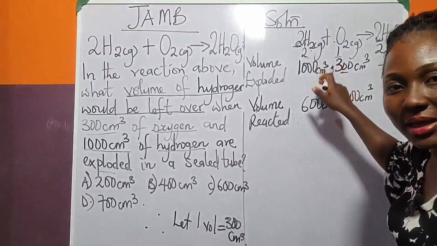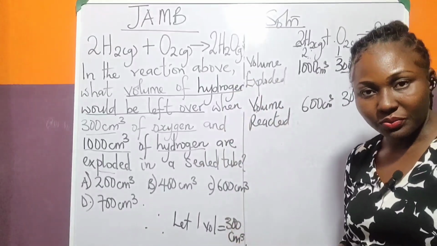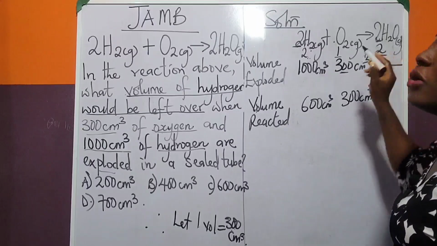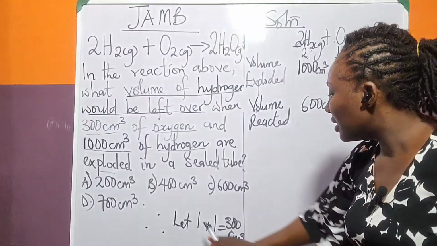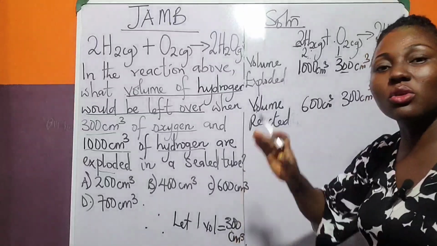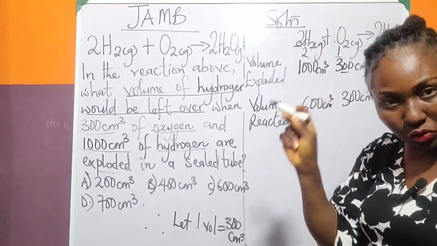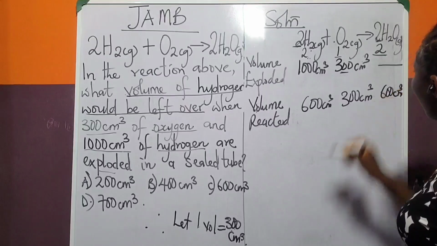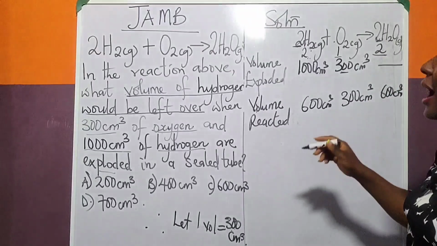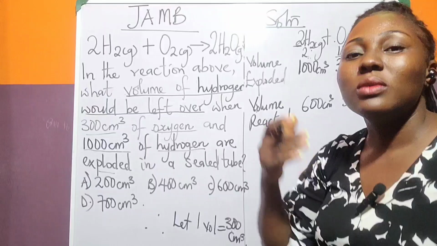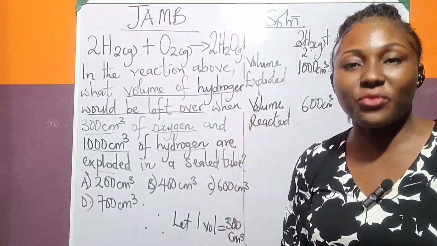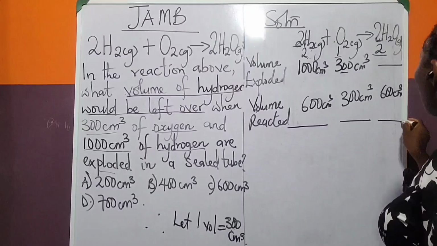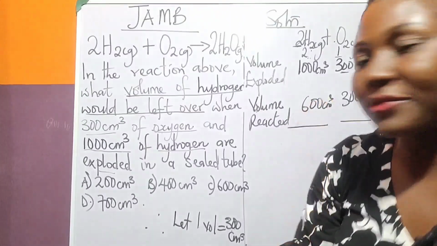And when they reacted, there is a product, and the product is steam. What was formed was 2 volumes of steam. Hence, 1 volume is 300, so 2 volumes is 300 times 2, which is 600 cm cube. So now I can do the takeaway. I will find the difference if there is any. Finding the difference will give me the volumes left.